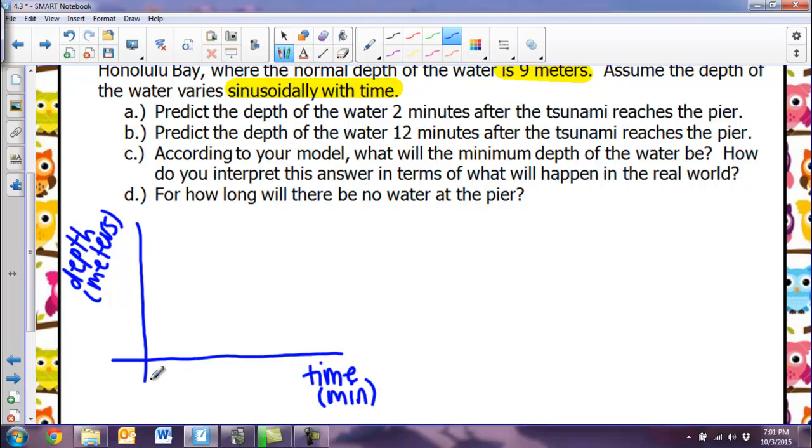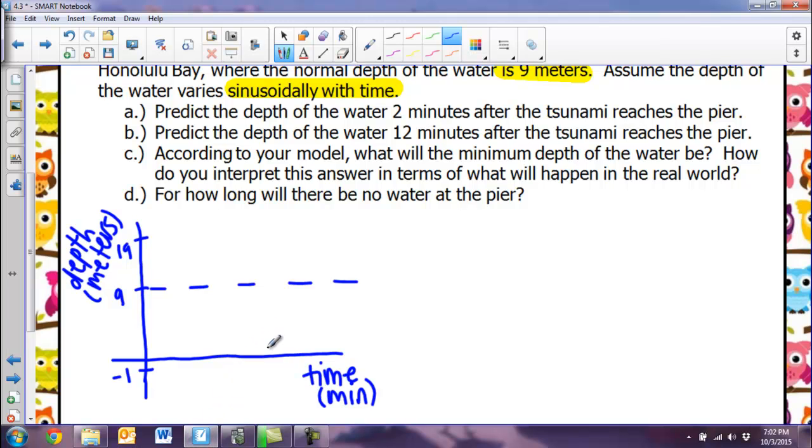The first thing that they told me was that the normal depth is 9 meters. And then they also told me that the amplitude, how high and how low it goes, would be 10 above and 10 below. So 10 above 9 is 19. 10 below 9 is -1. Okay, well, I'm not really happy where my 9 is, but whatever. So again, this is your normal level of your water. Then they tell you some times.